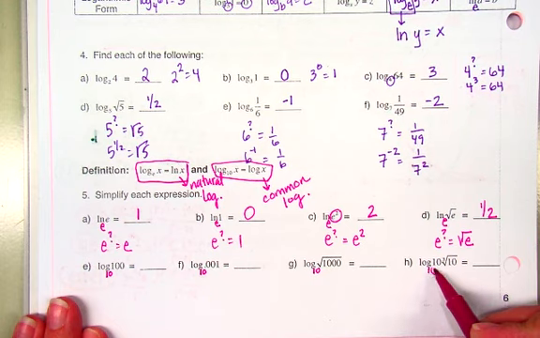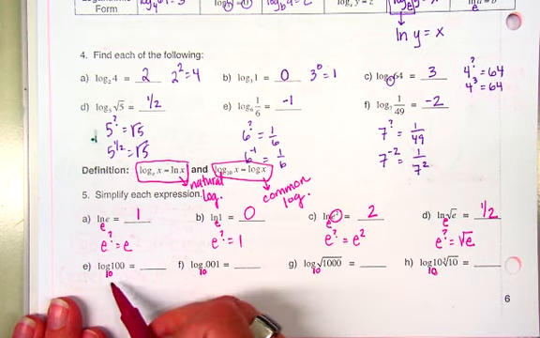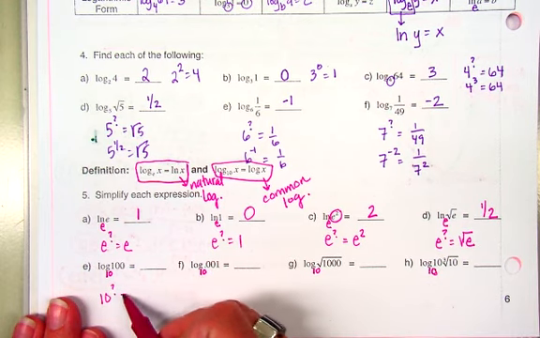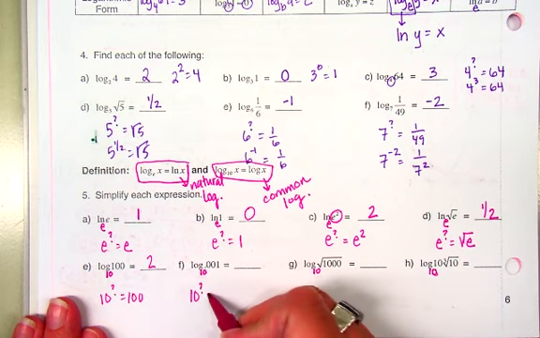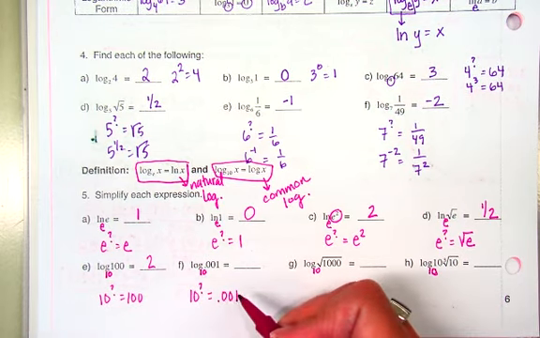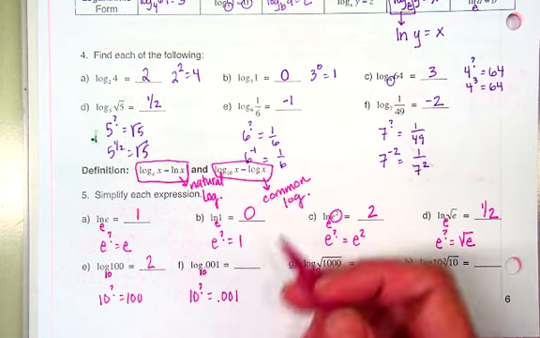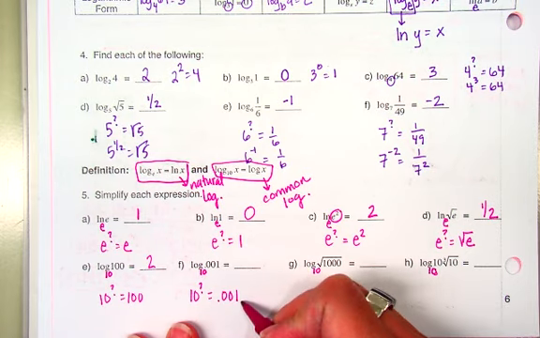Okay, so again, for common log, I'm assuming a base 10. So 10 to what power gives me 100? Well, that's obviously just a 2. 10 to what power gives me 0.001? Obviously -4. Sorry, I had to think for a second. Right, 1, 2, 3, 4.